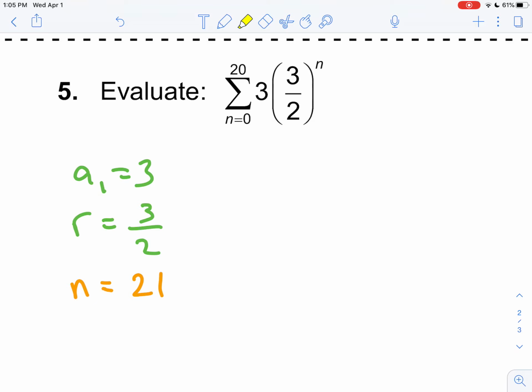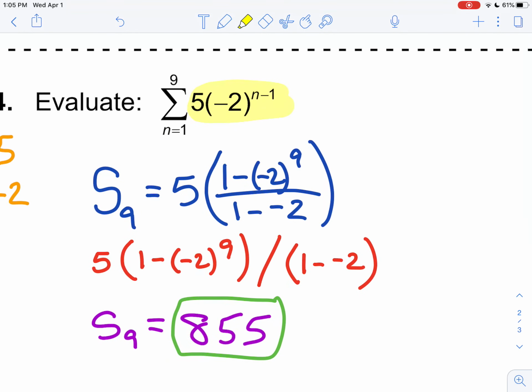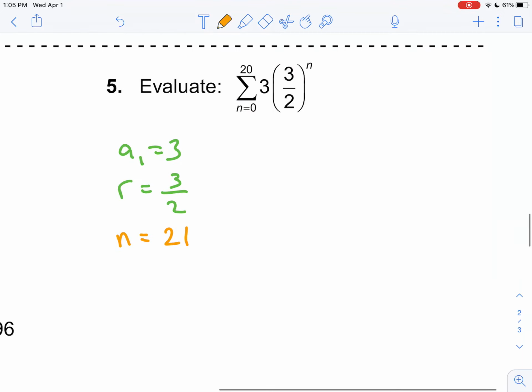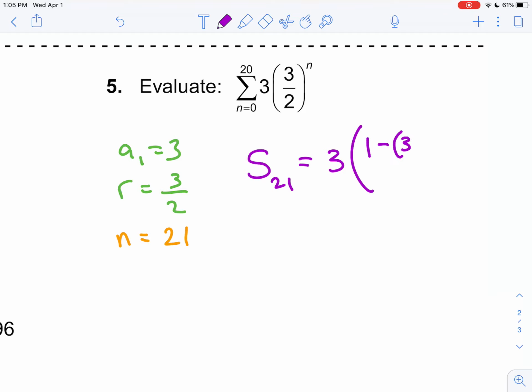Another quick note on this problem is that usually when we start with 0, this will be an n, versus the previous problem, if we start with a 1, then you'll see the n-1. So that's just some common patterns that are going to happen in this lesson. So here we go. Let's find the, switch colors. The sum of 21 terms is first term, 1 minus that 3/2 does need parentheses to the 21st, over 1 minus this 3/2 does not.